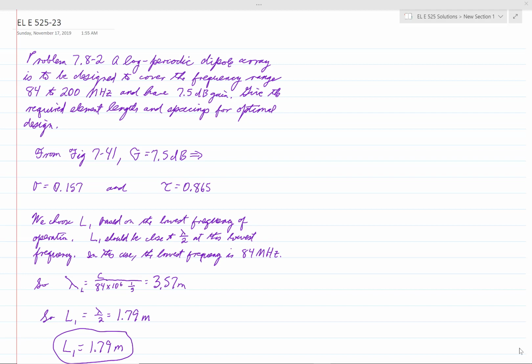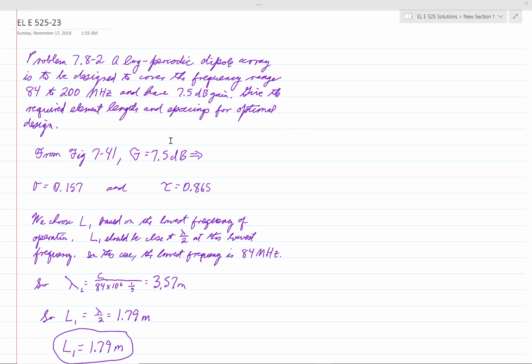So for today's lecture, we have the following, which is based on problem 7.8-2 in your text. It says a log periodic dipole array is to be designed to cover the frequency range 84 to 200 megahertz and have a 7.5 dB gain. Give the required element lengths and spacings for optimal design.